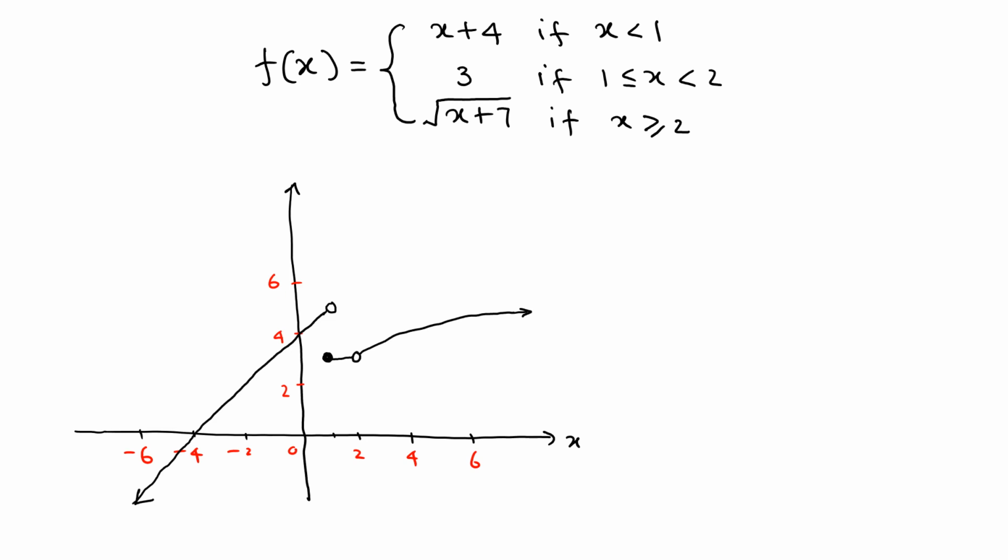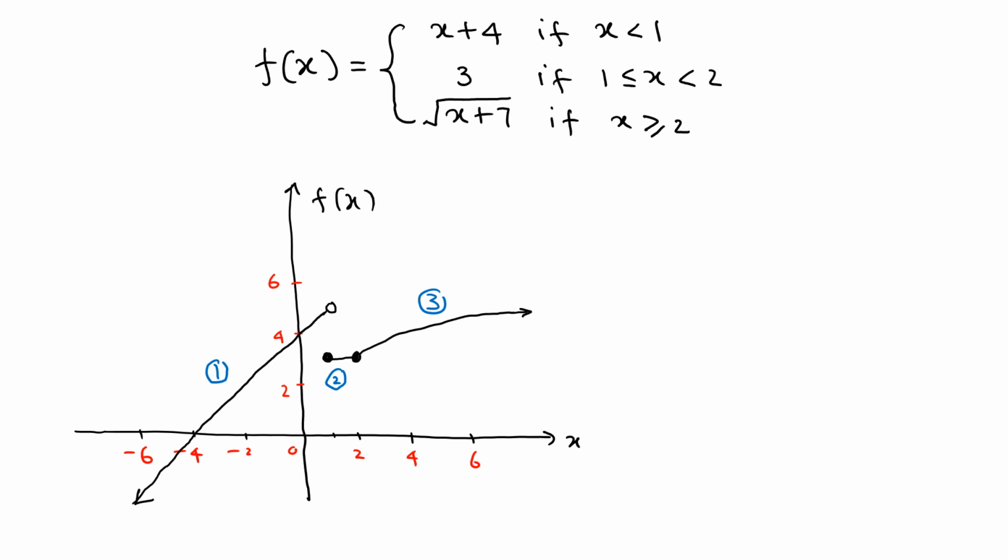And then we notice that, again, this is part 1, this is part 2, and this is part 3, and the ending value of part 2 equals the starting value of part 3. That means this can be a solid dot. That may not happen in other cases. So that is the graph of the piecewise function f(x).